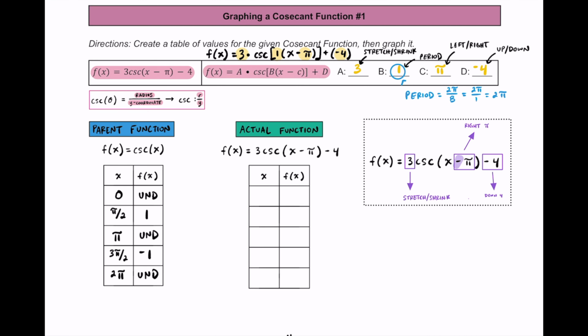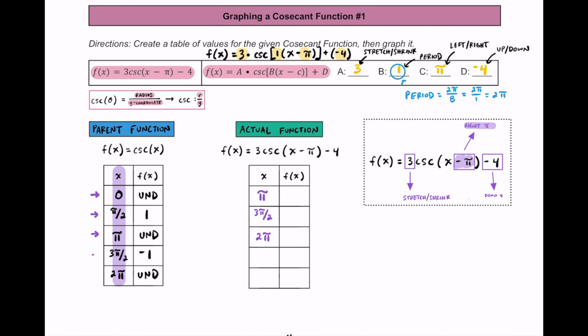What we're going to focus on first is anything affecting the left and right movement or affecting the x values. And because we have this minus pi, it means that all of our x values for our parent function are going to be moving pi units to the right. So if we take this first x value of 0 and add pi to that, that's going to now be pi. Then if we take this pi over 2 and add pi to that, that's going to be 3 pi over 2, or 1.5 pi. Then if we have this pi and add pi, that's just going to be 2 pi.